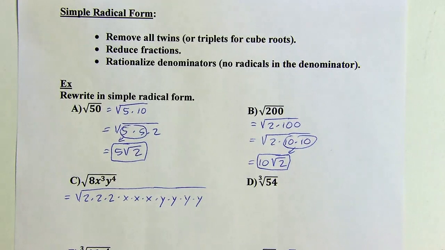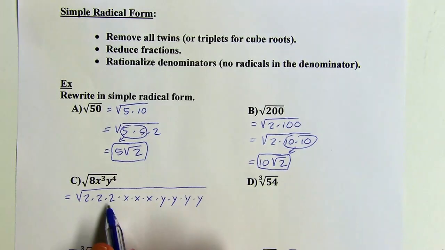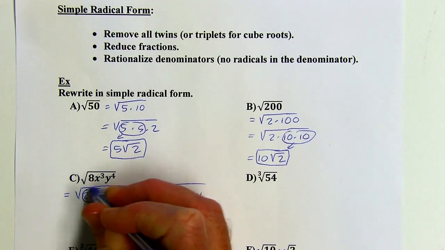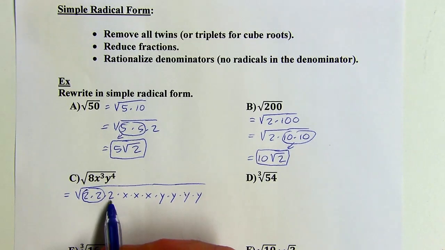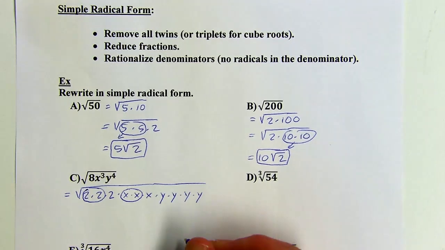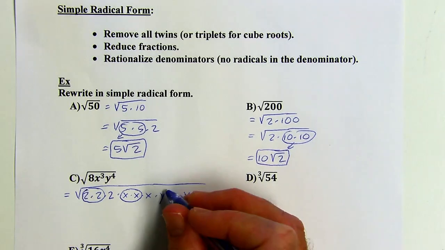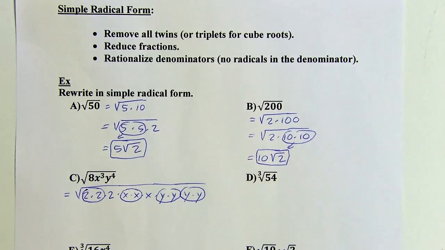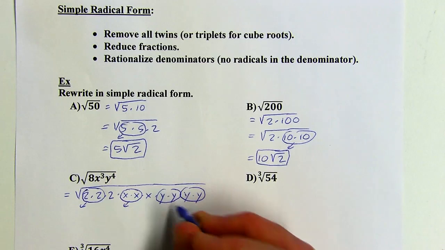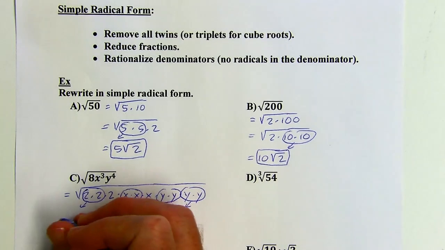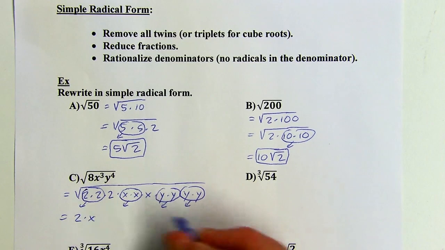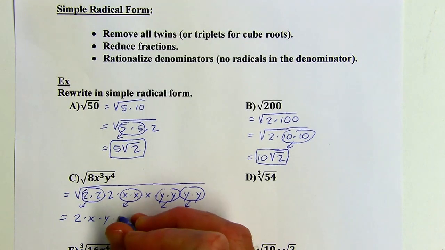And then I'm looking for twins, so let's see. There's 3 2's, but I'm only looking for twins when I have a square root. So I'm going to count that as a pair of twins, and the third one's just left out of the jailbreak. And then for the x's, there's a pair of twins. That third x is going to be left out. And for the y's, I've got a pair of twins and another pair of twins. So everything that I circled, one of those is going to get out of the radical. So a 2 will get out, an x will get out, a y will get out, and another y will get out.